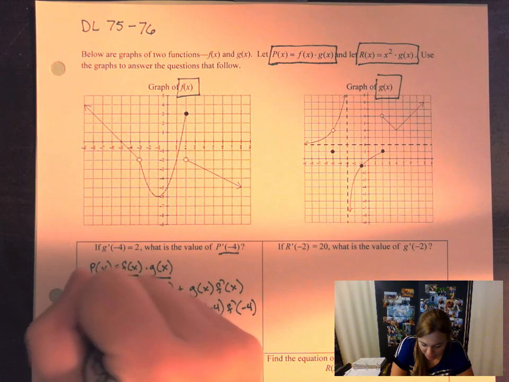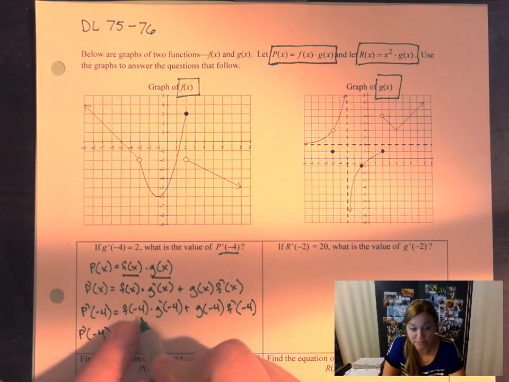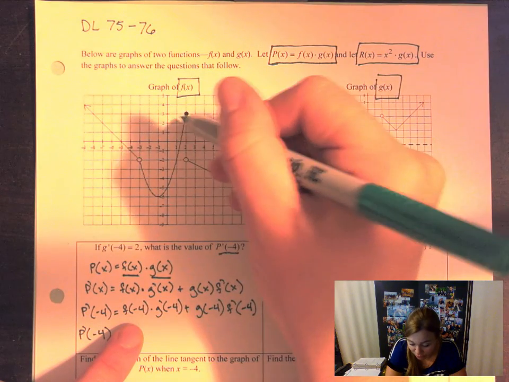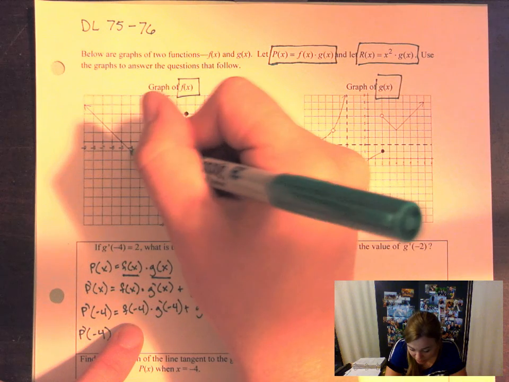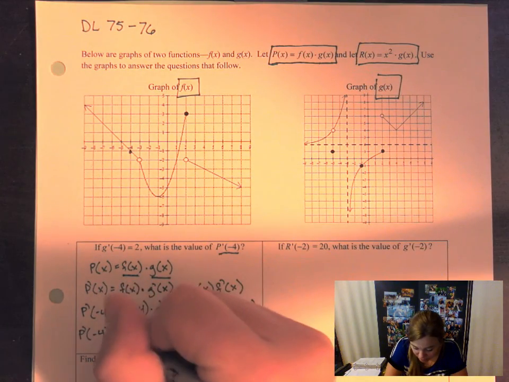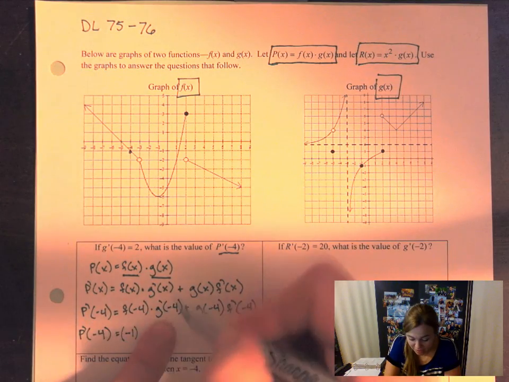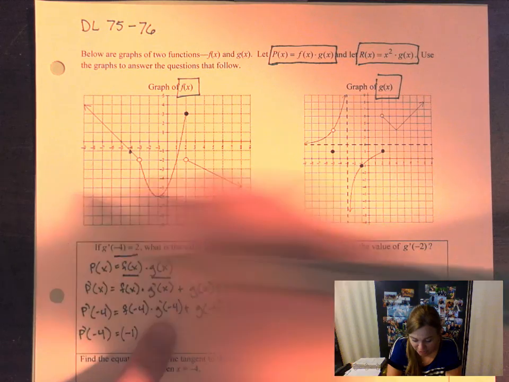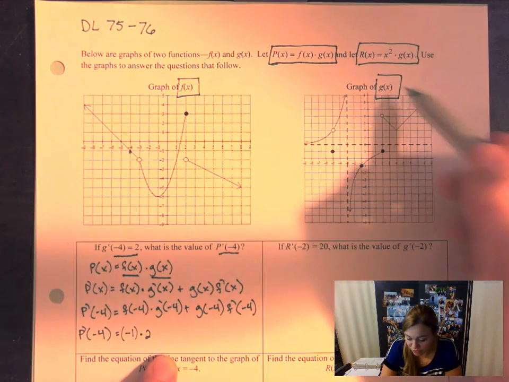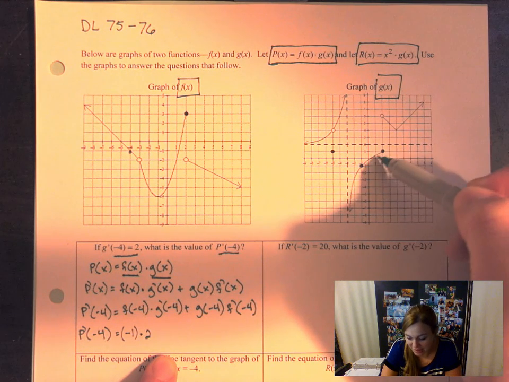P prime of -4 equals f of -4. So I'm going to go up to my graph and I'm going to be really careful that I go to the right graph, but f of -4 would be right here at -1. G prime of -4. Hey, look at that. That was given to me. G prime of -4 is 2. If I went over to the graph of g and I thought, well, what is the slope of the tangent at -4?